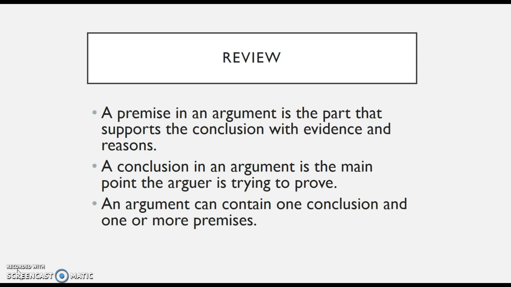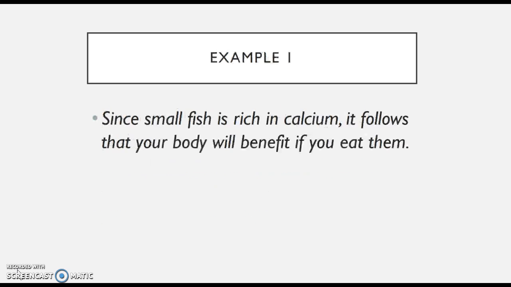What is a conclusion in an argument? A conclusion in an argument is the statement that premises support. It indicates what the arguer is trying to prove to his or her audience. An argument can have only one conclusion. Now let's look at a couple examples.